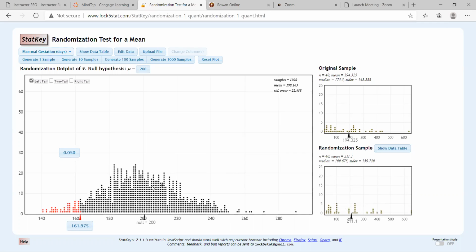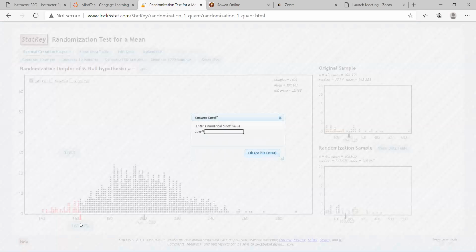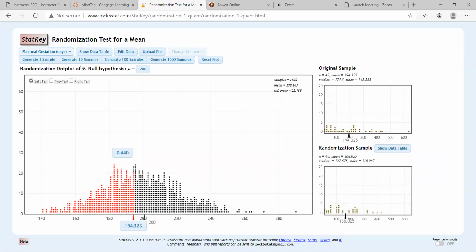But the way I want you to do it, instead of doing it this way, where we click for alpha here, what we're going to do is we're going to click down here. And this is the endpoint I was referring to in the instructions. And I'm going to click it and type in the actual sample statistic, 194.325. Now for a left tail test, according to the instructions I gave, the area to the left of the sample statistic is the p-value, and that's this here, 0.44.